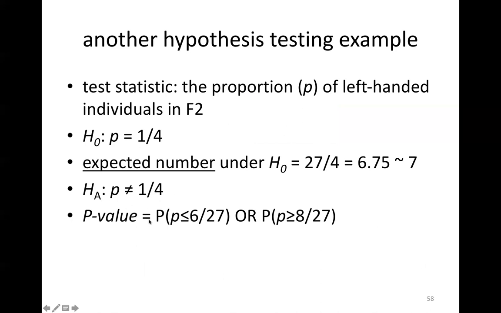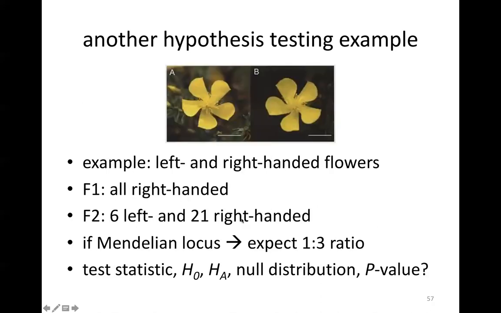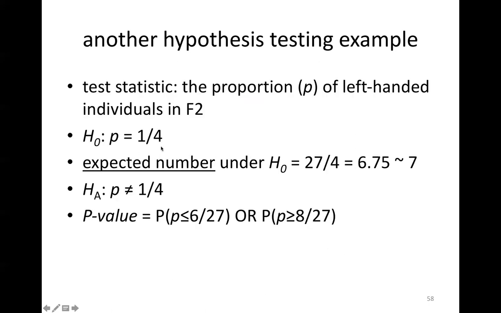Okay, and the p-value would be, sorry, I hope I didn't confuse you here. So this is 1 to 3 ratio, and this is 1 in 4. It's the same thing, right? 1 to 3 ratio. In total, we have 4 events. 1 of the 4 is being left-handed. We're talking about the same thing.